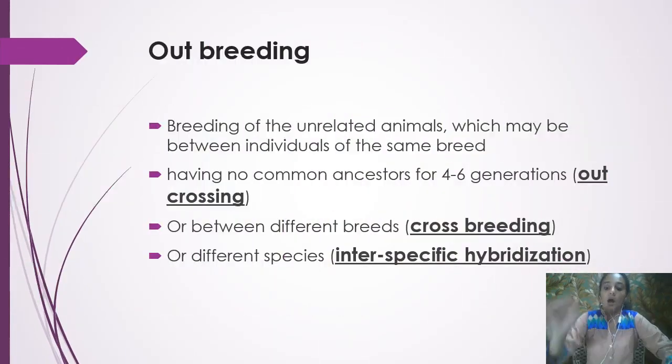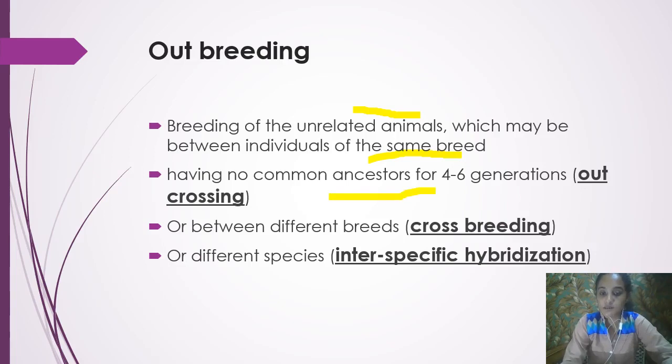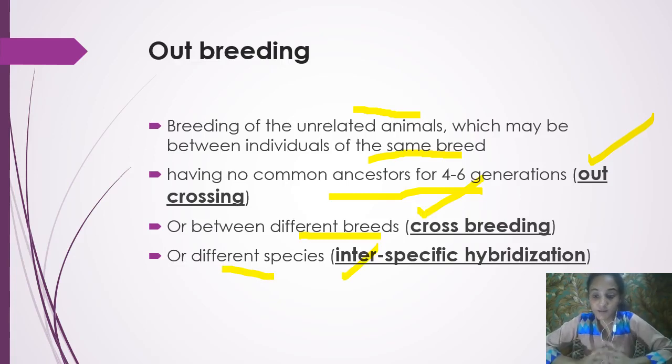Now, the next one is outbreeding. So we have seen the difference between inbreeding and outbreeding. In outbreeding, it's unrelated animals, which may be between individuals of the same breed, having no common ancestors for 4 to 6 generations, and that outbreeding is called outcrossing. Or between different breeds, that is called crossbreeding, or between different species, that is called interspecific hybridization. So what we can infer from this is that outbreeding is divided into three.